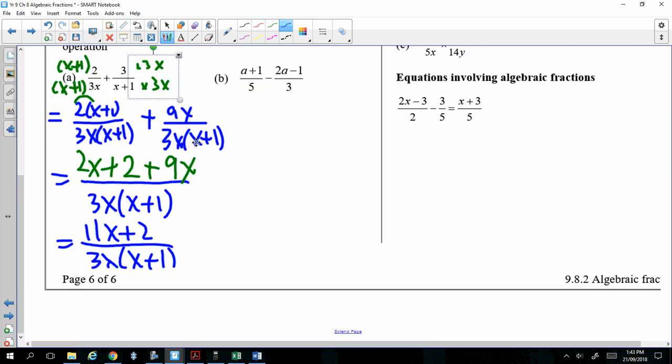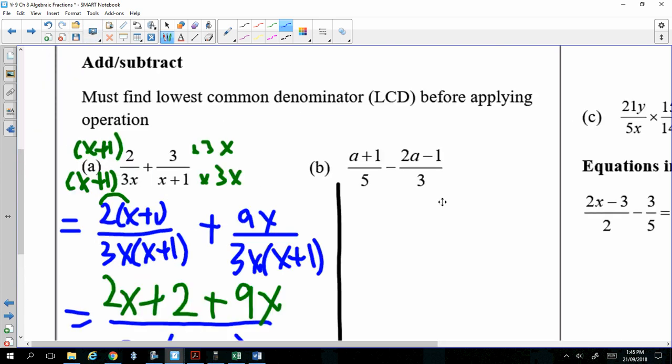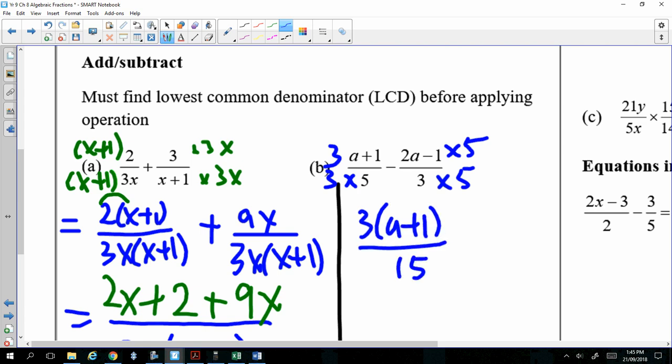Alright, now get busy, have a look at the beginning bit. Write it down. Now this one, how do you make the same denominator? Multiply by 5, and the other one by 3, yes. So make sure you use the bracket over 15 minus 5 bracket over 15. Does that make sense?